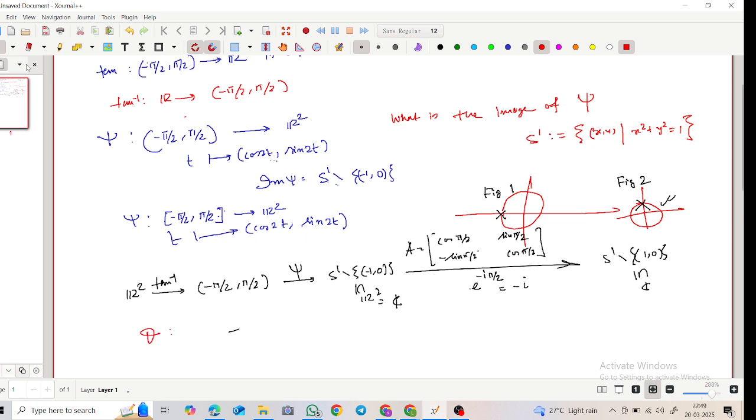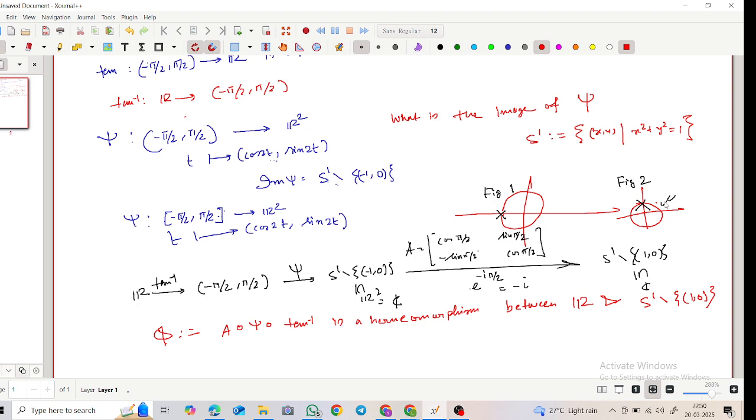So you take some other map, maybe phi. You define phi to be A composition psi composition tan inverse, which is a homeomorphism between R and S1 minus, right, this thing.